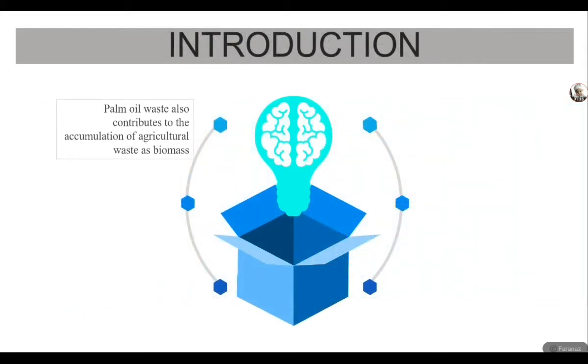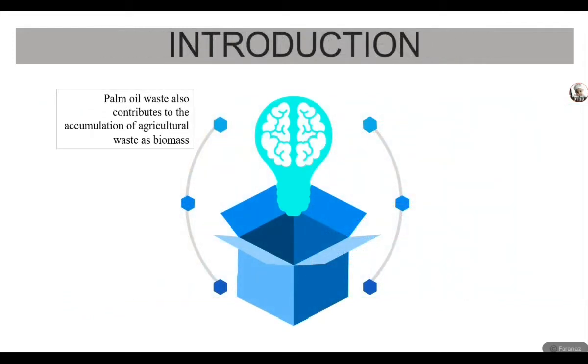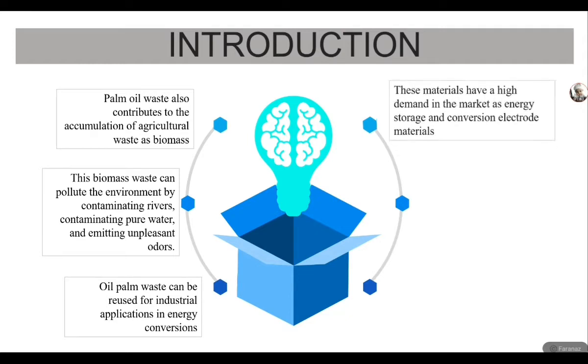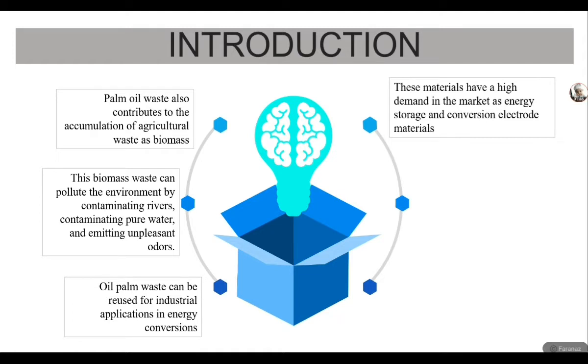Introduction. Palm oil waste also contributes to the accumulation of agricultural waste as biomass. This biomass waste can pollute the environment by contaminating rivers, contaminating pure water, and emitting unpleasant odors. Oil palm waste can be used for industrial applications in energy conversion. This material has a high demand in the market as energy storage and conversion electrode material.